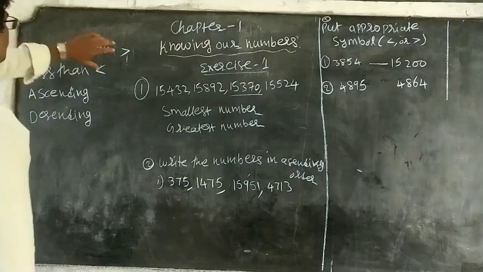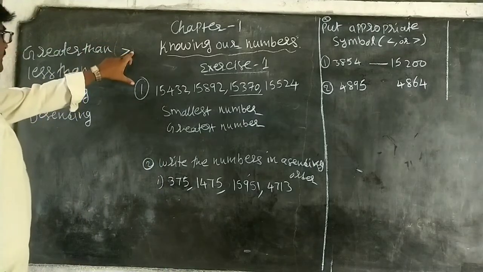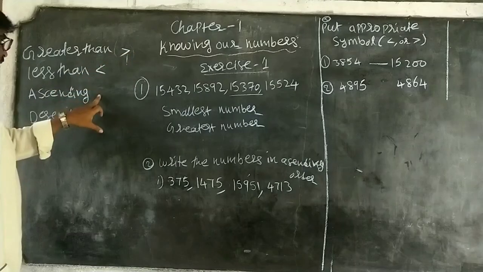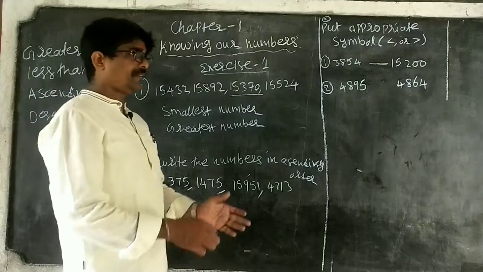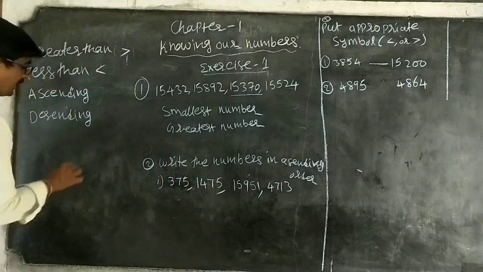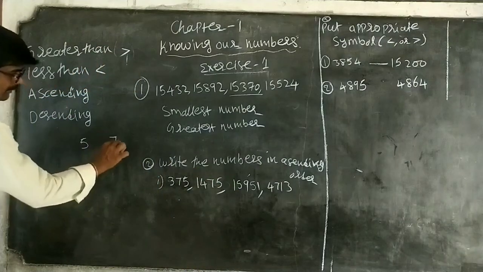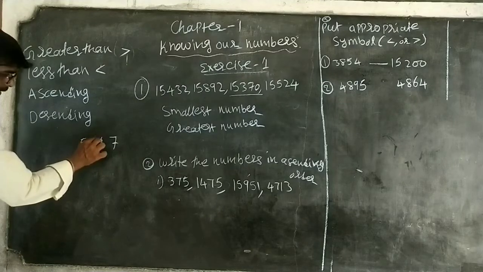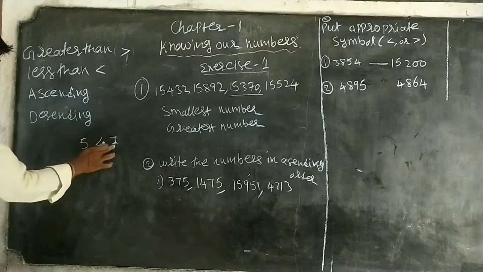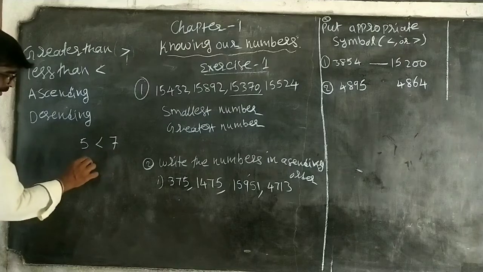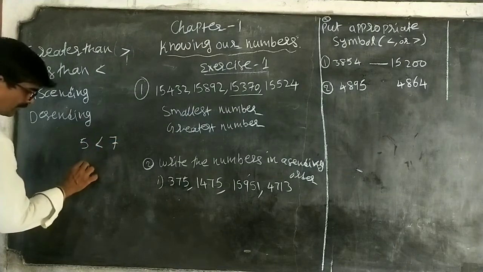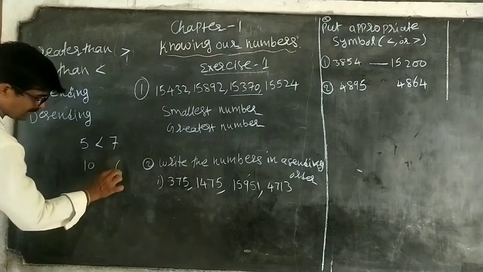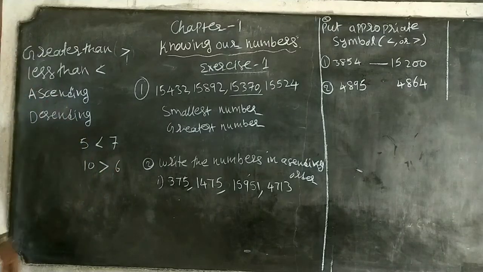So already you know greater than, less than, ascending and descending order. Greater than means you have to take two numbers. For example, take 5 and 7. So 7 is bigger, that is, 5 is less than 7. Take 10 and 6. 10 is greater than 6.